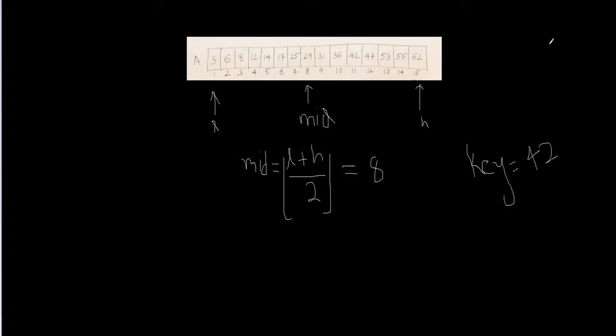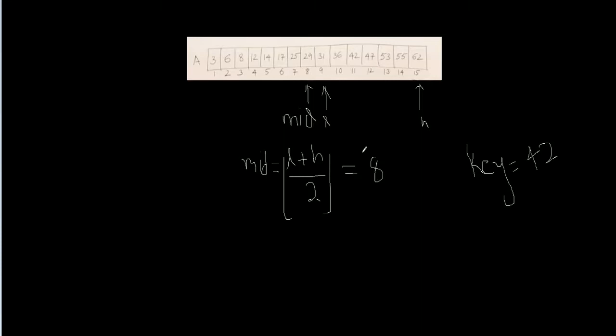First we have to check whether 42 is greater than mid or less than mid. As 42 is greater than 29, l will become mid plus 1. So this will happen, as you can see. h will remain in the same position, mid in the same position, but l will change. Now the mid also will change because of this: 9 plus 15 is 24, 24 by 2 is 12.